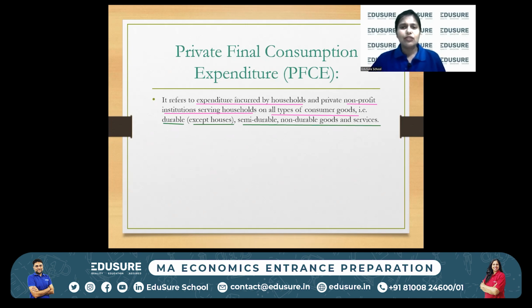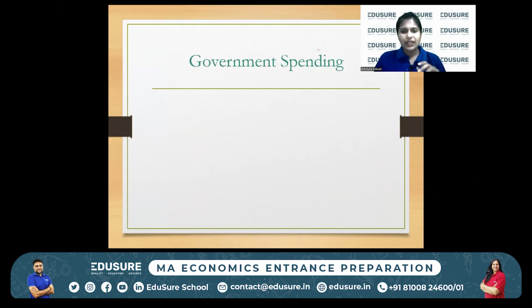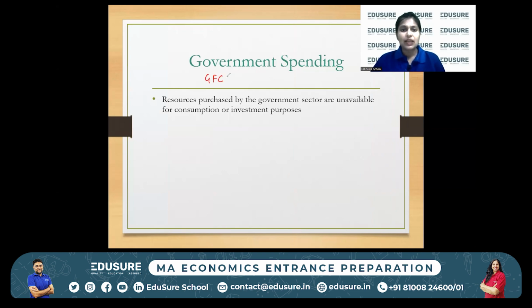So these are the kind of goods you can spend on, but house is not a consumption expenditure. House is an investment. So that is why a house is not included in private final consumption expenditure. A house is included in investment. So we'll come to that. So all type of goods which are bought by consumers are included here except houses, and all type of services also.